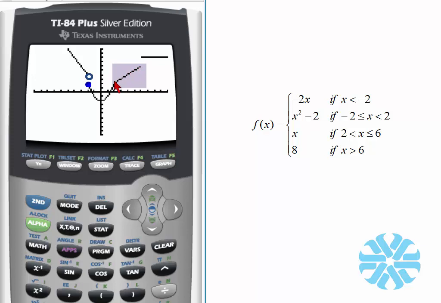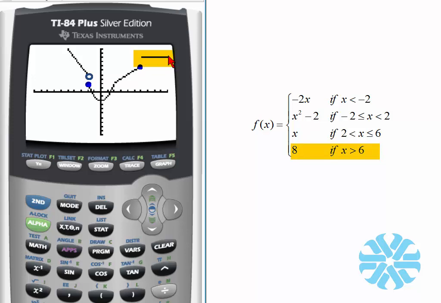So for this piece of the function, f of x equals x, it says that 2 is less than x, less than or equal to 6. So here at 6, 1, 2, 3, 4, 5, 6, which is right there, we move up, it includes 6 because it says x less than or equal to 6. So this should be a solid circle right here, or a closed circle. Also, I call it a solid dot. All right? Then finally, the last piece of this function is f of x equals 8, which is right here.